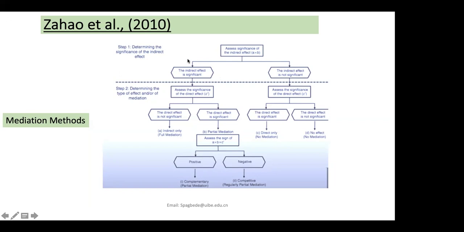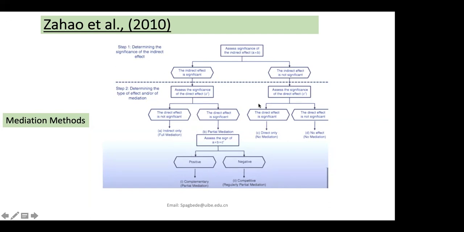But if the indirect effect is significant, you do the same thing. You assess the significance of the direct effect. If the direct effect is not significant, it means you have only indirect effect. So you have a full mediation. If the direct effect is significant, you have partial mediation. Let's stop here for now. Let's leave all these ones. When we understand to this level, we'll get all this part. Just have all this part in mind.